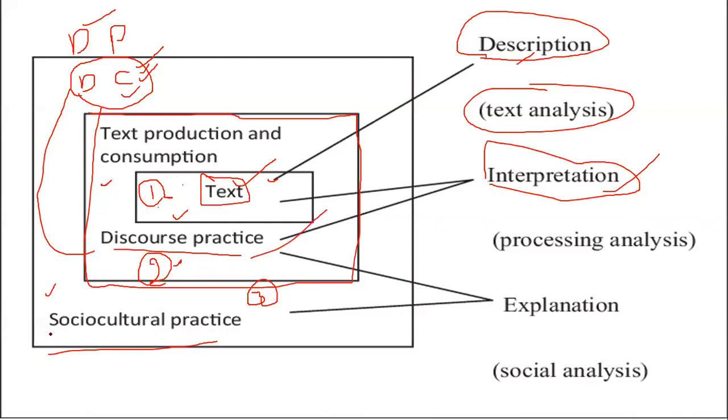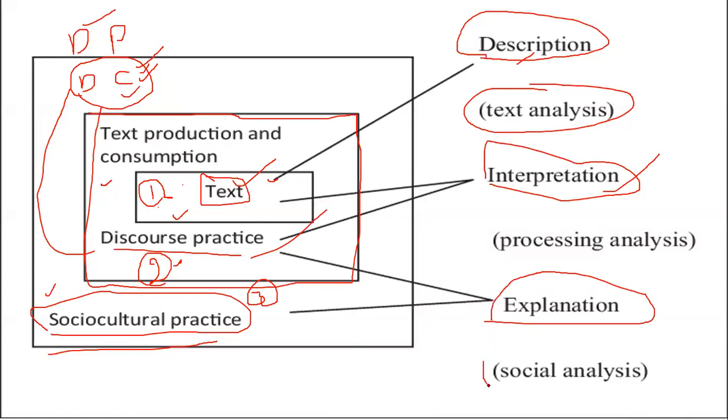Then coming to the last one, the socio-cultural practice. Here, this step is called the explanation of the discourse, because here we explain the discourse keeping in view the socio-cultural context, the socio-political context, the socio-economic conditions in which the discourse is being produced. So we take the text first of all.